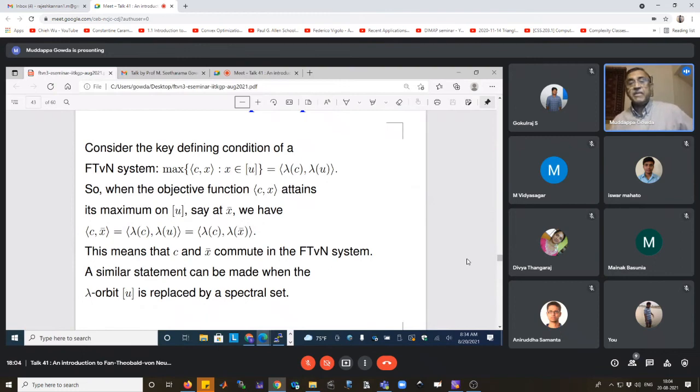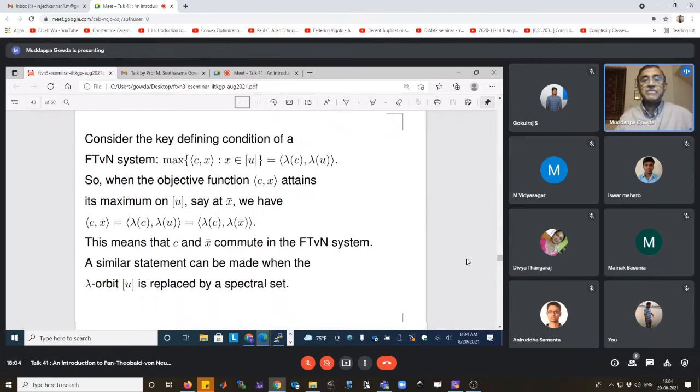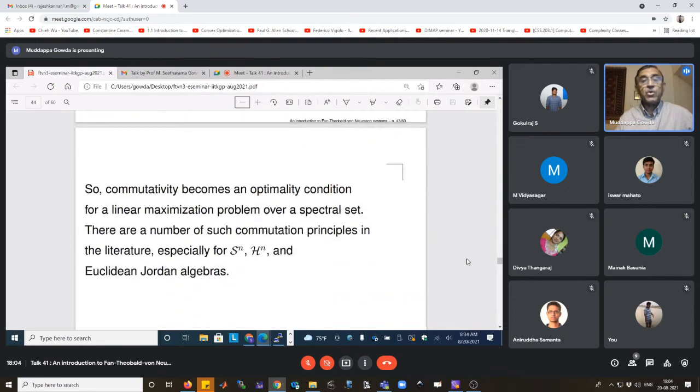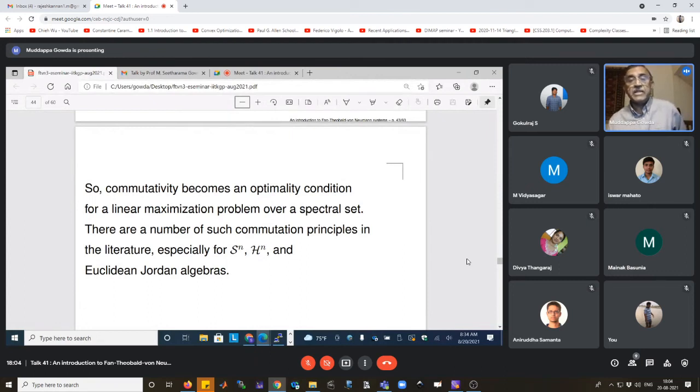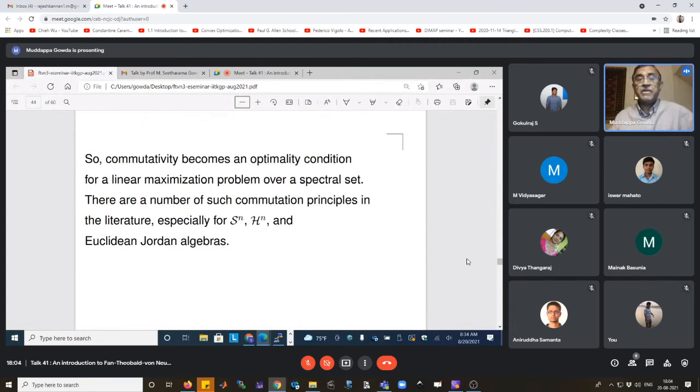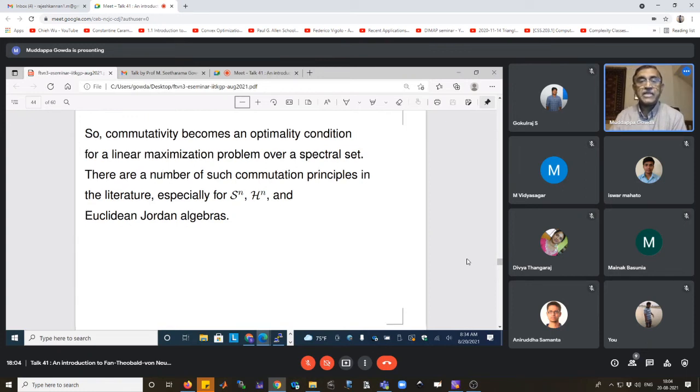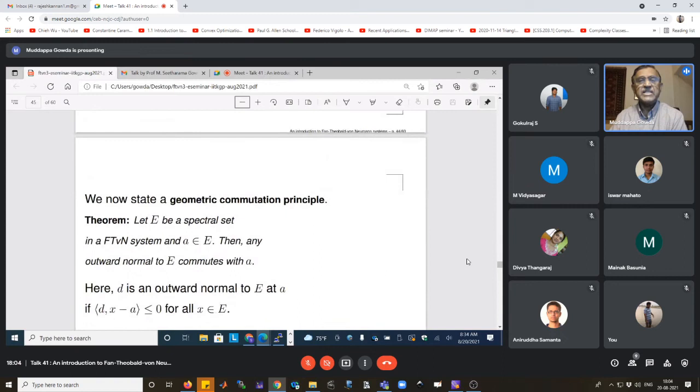A similar statement can be made when this lambda orbit is replaced by a spectral set. So commutativity becomes an optimality condition for a linear maximization problem over a spectral set. There are a number of such commutation principles in the literature, especially for the matrix spaces Sn and Hn, and also for Euclidean Jordan algebras. And these have appeared recently in various journals, such as SIAM Journal on Optimization, Mathematical Programming, and things like that.